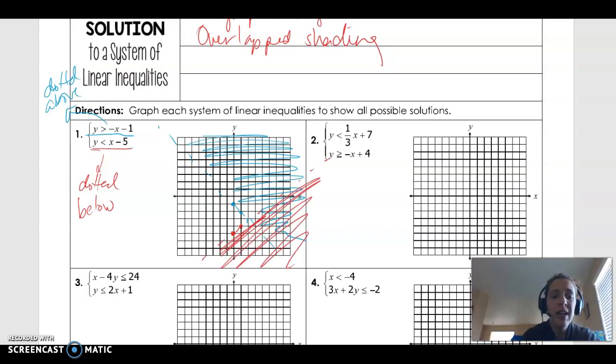So I can see, and I like to use red and blue because I know that red and blue together makes purple. So I see that I have this region right here that is shaded for both of them. So both of my equations are shaded here. So this would be my solution. And I notice that both have dotted lines on each side. So that matters too. So let's look at one more example.